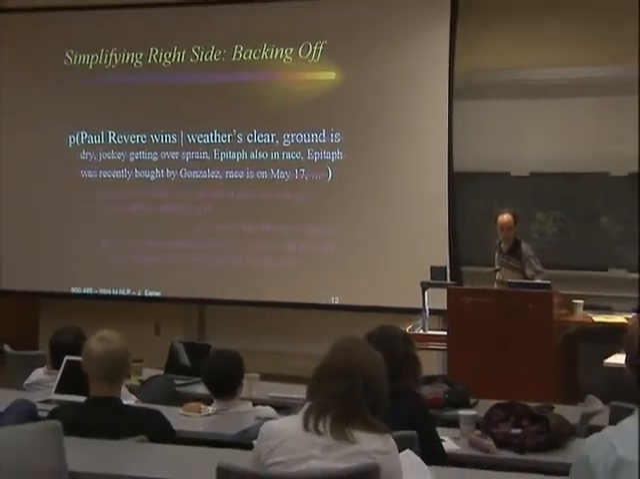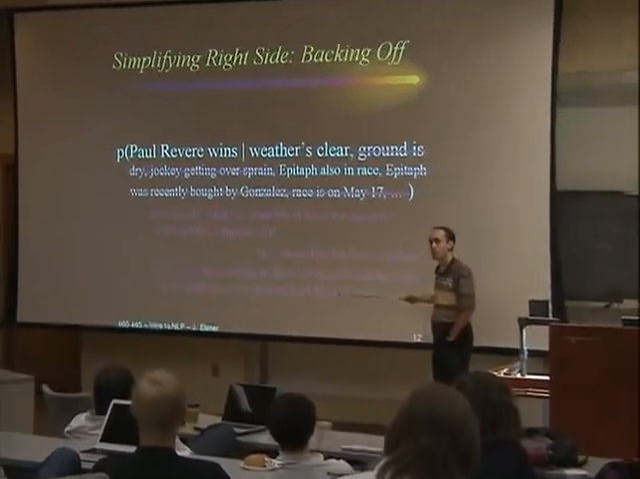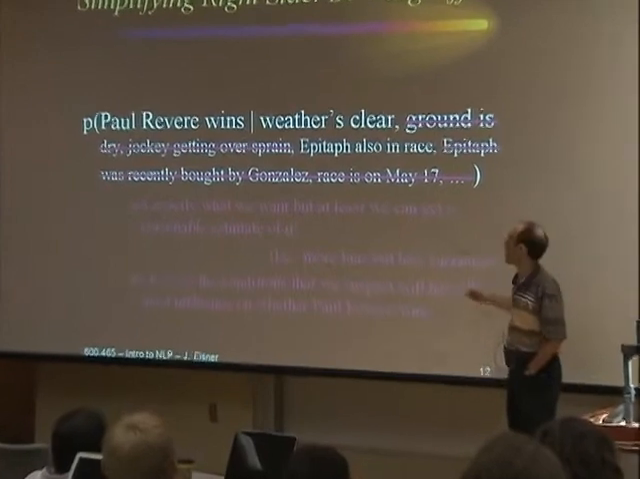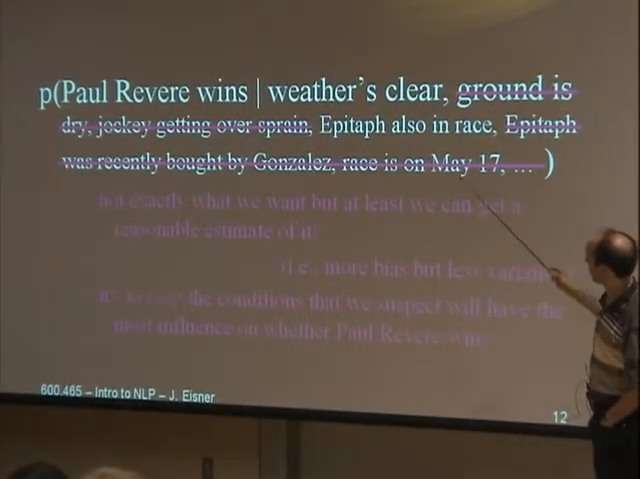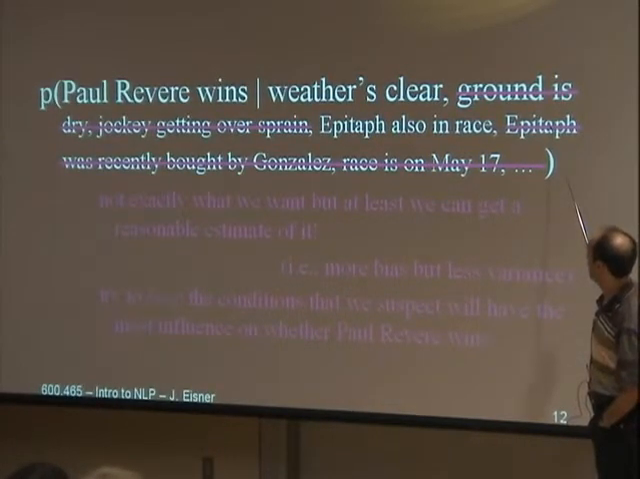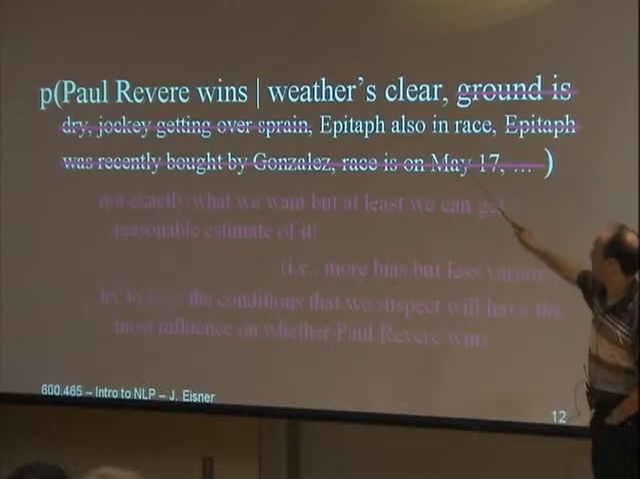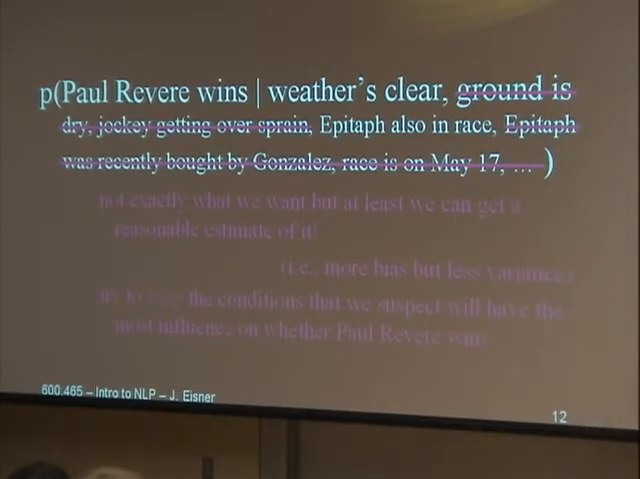Okay, let's race ahead. So how do we know which things to cross off here? Well, we might just try to keep the conditions that we think have the most influence on whether Paul Revere should win. So we don't really care about the date of the race or who owns the other horses. What we care about is that the weather's clear and that this fearsome competition is also in the race.